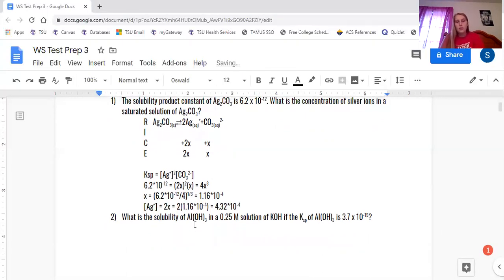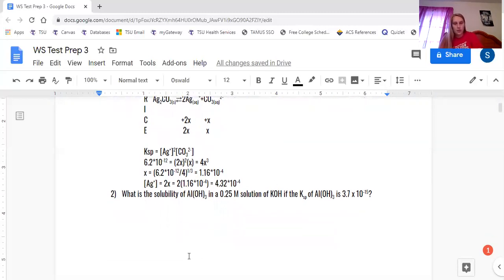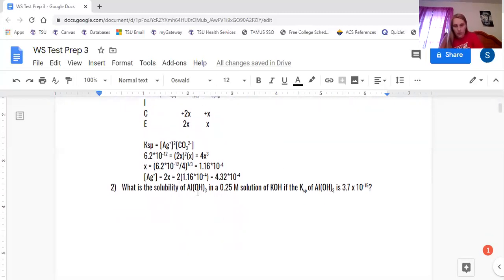What is the solubility of aluminum hydroxide in 0.25 molar solution of potassium hydroxide if the KSP of aluminum hydroxide is 3.7 times 10 to the negative 15? So we're going to once more, we need to have our equation going over here, and we're going to have a rice table again. So I'll go ahead and set that up.